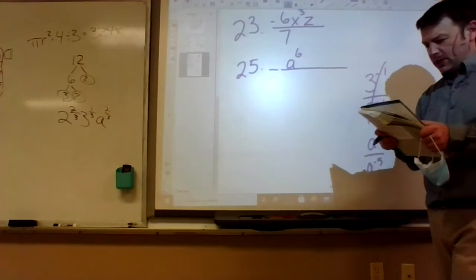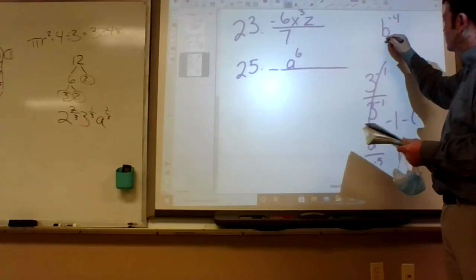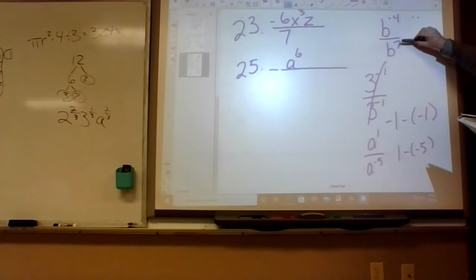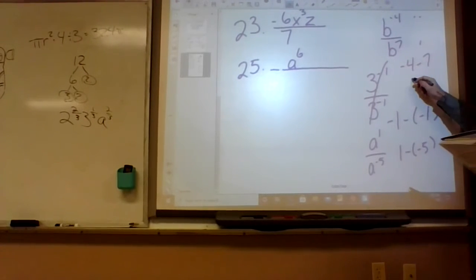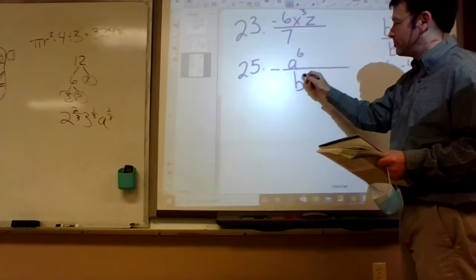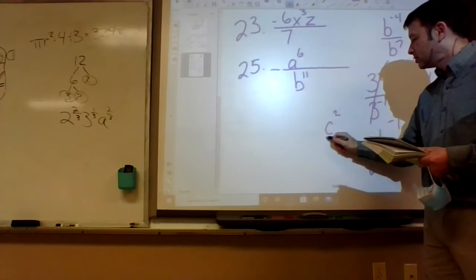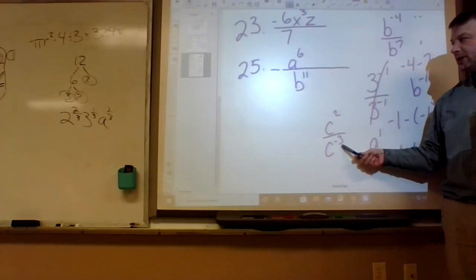Okay, then Marianne, I see b to the negative 4 divided by b to the 7. So this is negative 4 minus 7. Negative 11. So no negatives on this one, so what do I do with b to the negative 11? Put it on the bottom as a positive. When you move it to the bottom, it's positive. Okay. And then I see the last one, c to the 2 divided by c to the negative 3. So that's c to the 5.